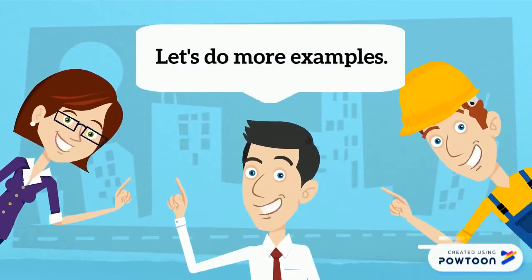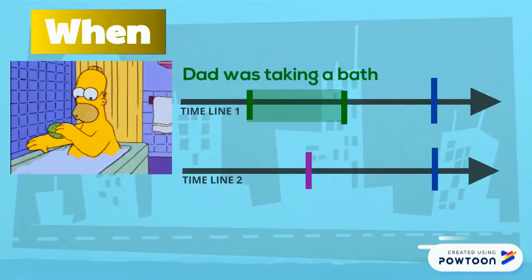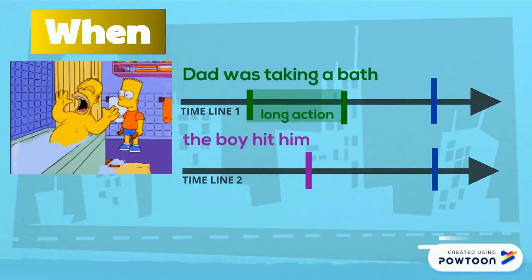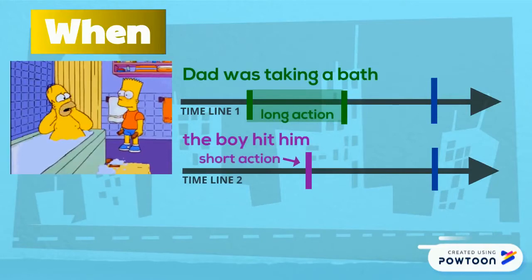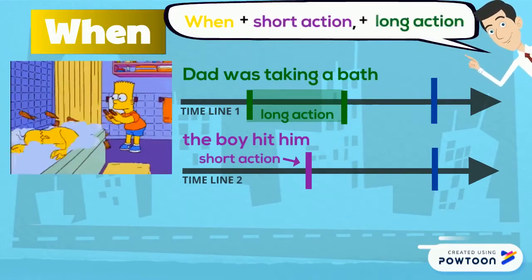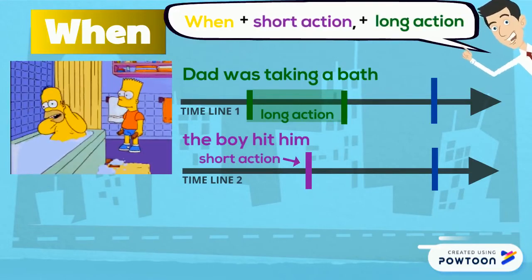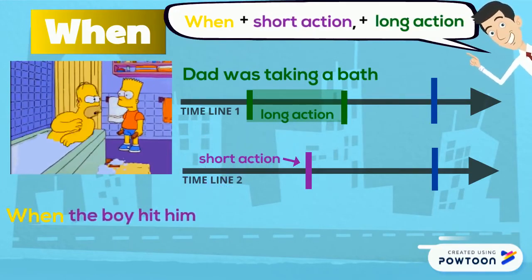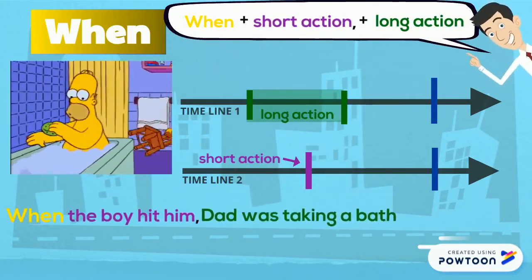Let's do more examples. Dad was taking a bath is the long action. The boy hit him is the short action. We use when plus a short action, plus a long action. So, when the boy hit him, Dad was taking a bath, full stop.